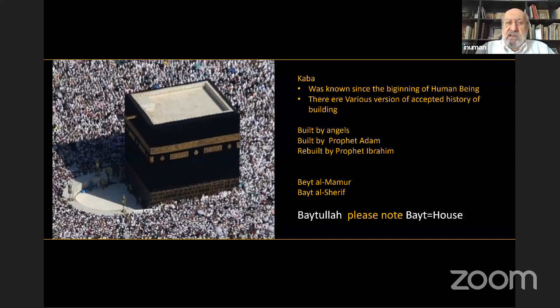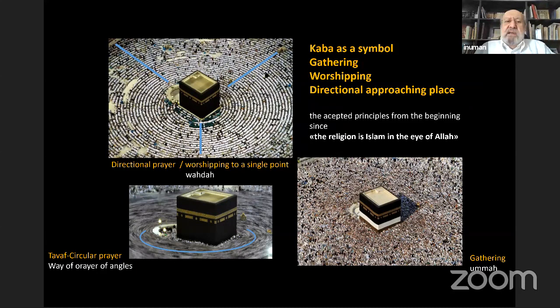House as the place, a symbolic place for Allah in Kaaba, and also the house of the Prophet sallallahu alaihi wasallam in Medina is also a focal point for us. So Kaaba was a symbol, or is a symbol, and will be a symbol. Symbol of what? Symbol of direction, which is direction and worshipping to a single point, which symbolizes the waqta, the only point, one point. One Allah, no God but Allah. So it symbolized the directional prayer to a single point, and what symbolizes the waqta.